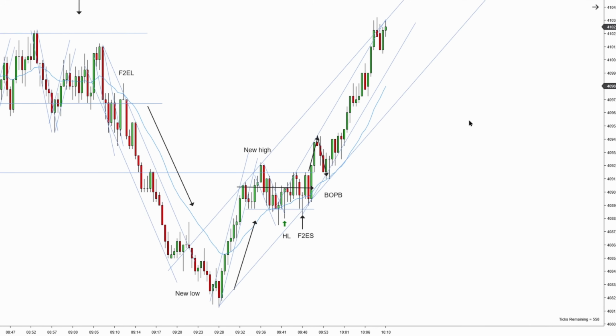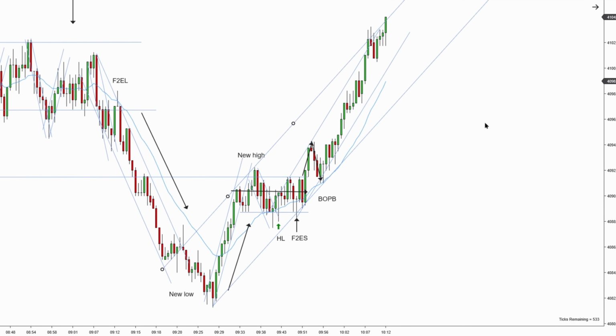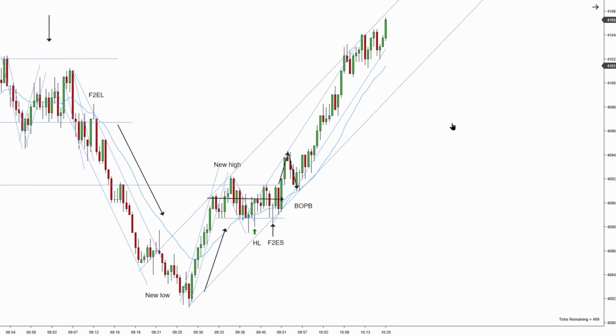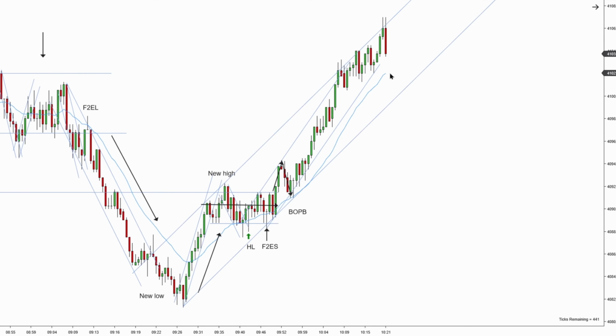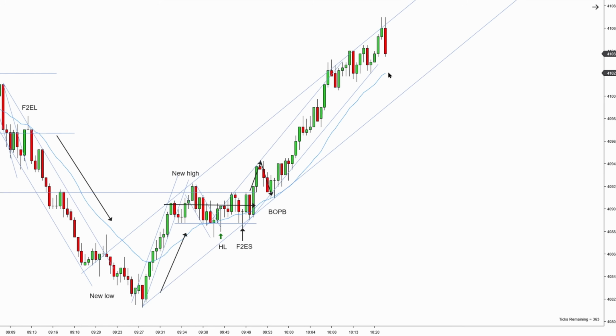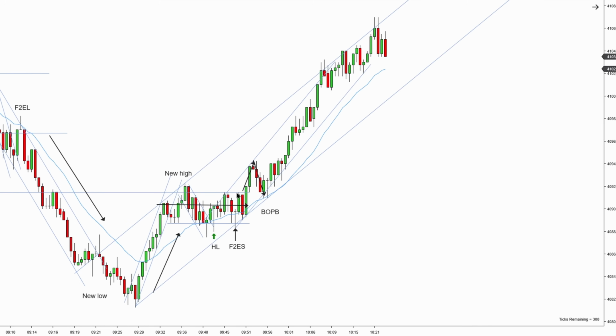But at this point, the bias is clearly bullish, and we are looking for buy setups, but we can see prices are not even pulling back to the key entry point, to the EMA. And you can see how overbought this is. We haven't even pulled back to the EMA.